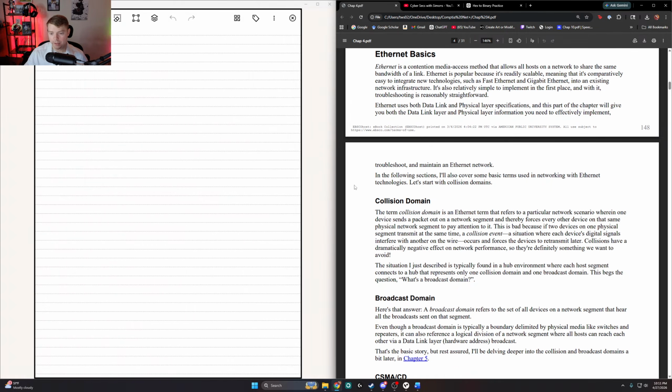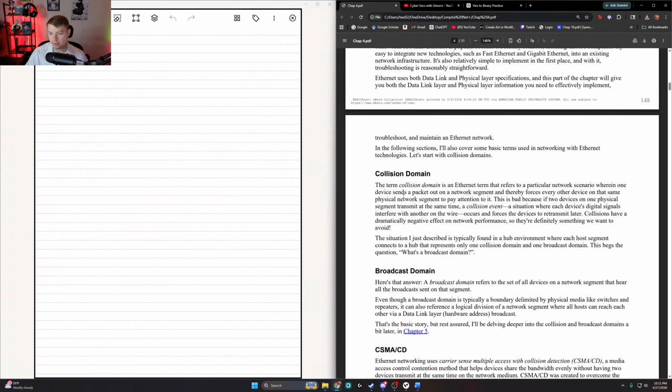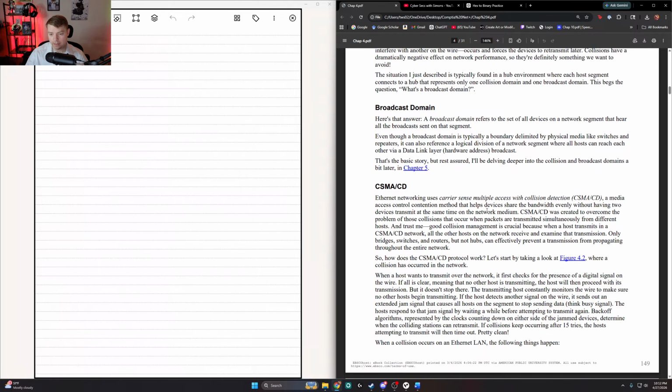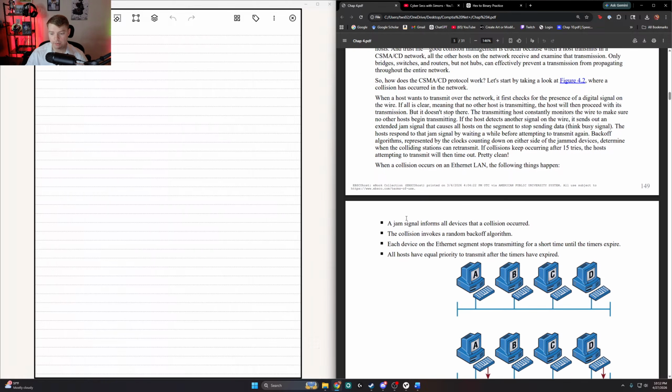We went into Cisco Packet Tracer, and then we set up a collision domain. Remember, a collision domain is a place where, when we have a network set up, there is room for two signals to hit each other. And then we went over a broadcast domain. We can see that switches will break up a broadcast domain, and routers break up a broadcast domain. Then we went into carrier sense multiple access with collision detection and how that works.